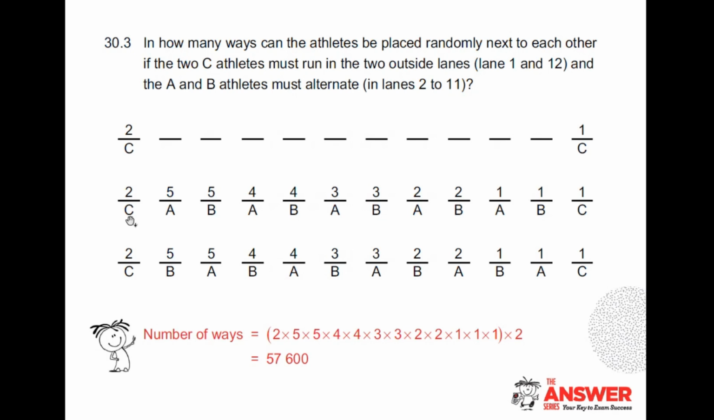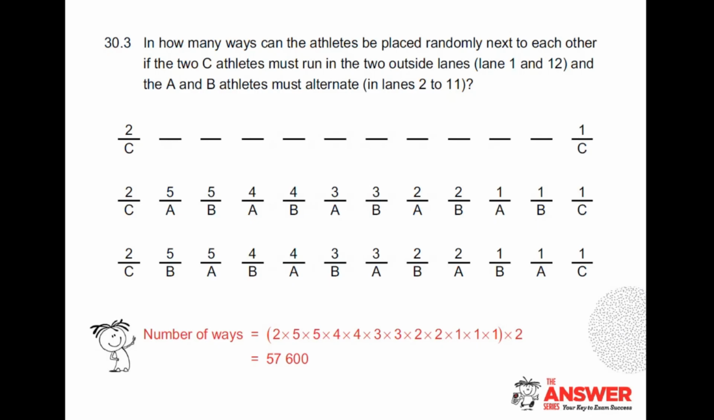So what have I got? I've got 2 times 5 times 5 times 4 times 4 times 3 times 3 times 2 times 2 times 1 times 1 times 1. And again, exactly the same. So in the interest of space, I just did times 2 on the end there. And there you get your answer.